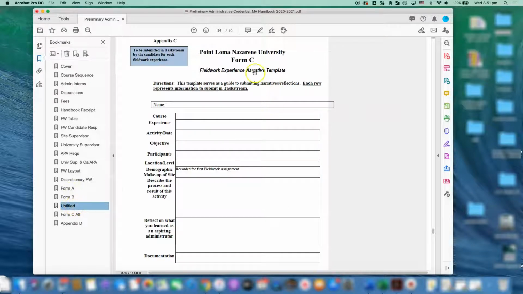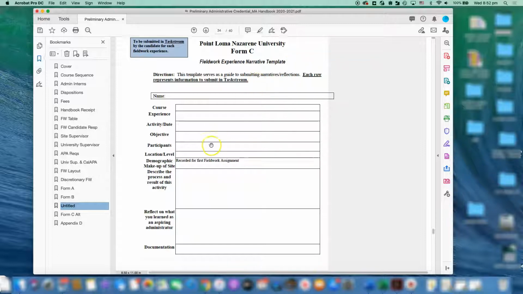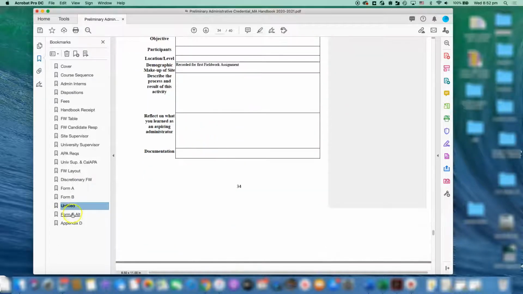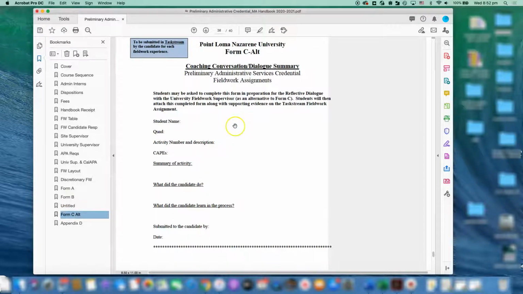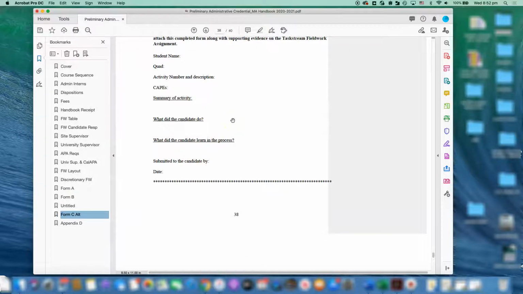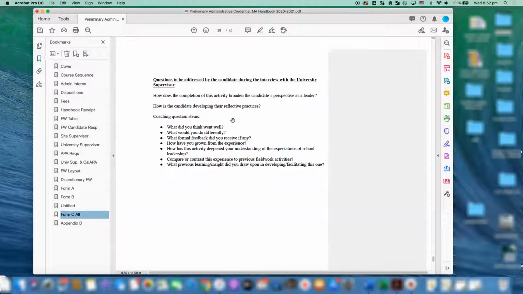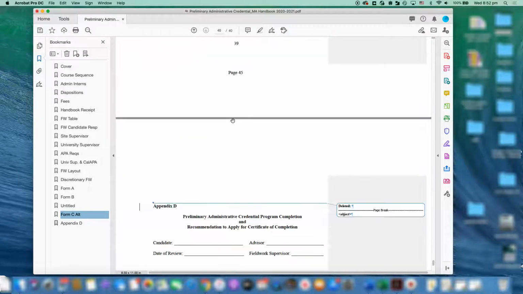Form C is your fieldwork experience narrative template. So you're going to be reflecting each time you finish up your fieldwork, and this is the document that you will use to do that. And this also gives you what it's going to look like in TaskStream because it's submitted in TaskStream. So it gives you each of the prompts on what they're going to ask you to document what you did.